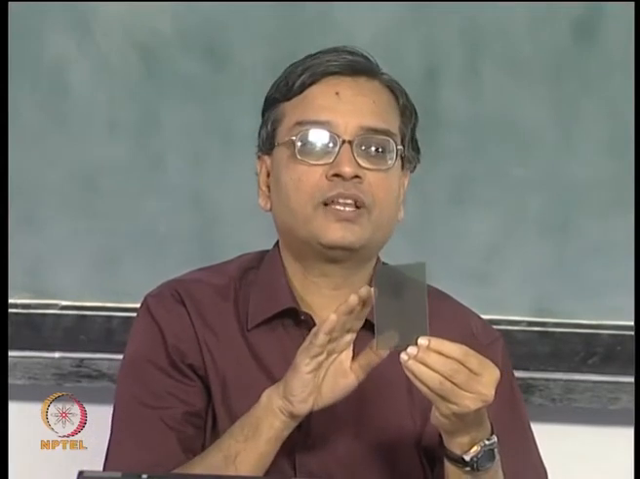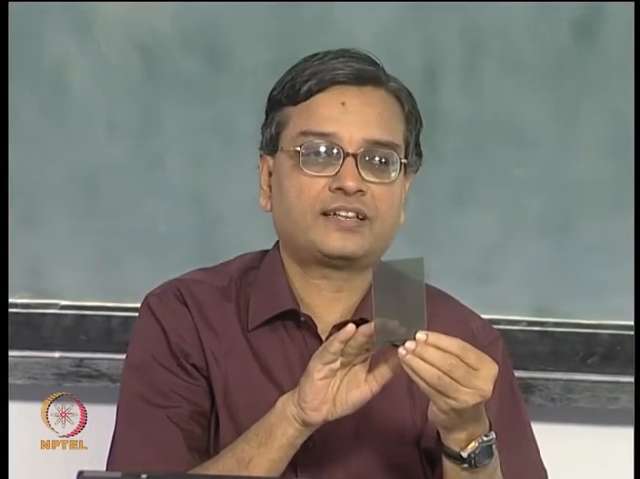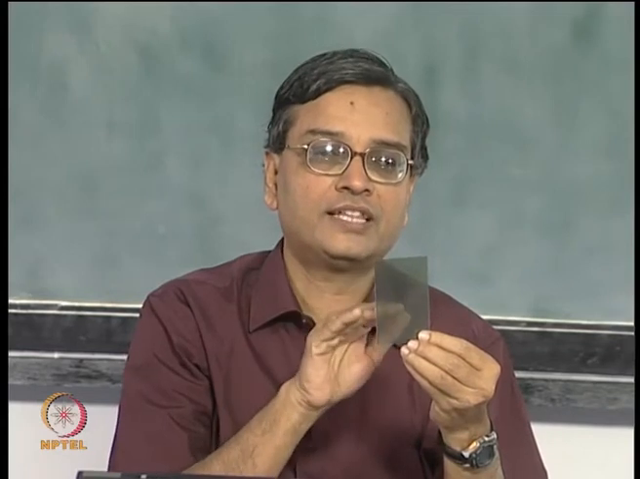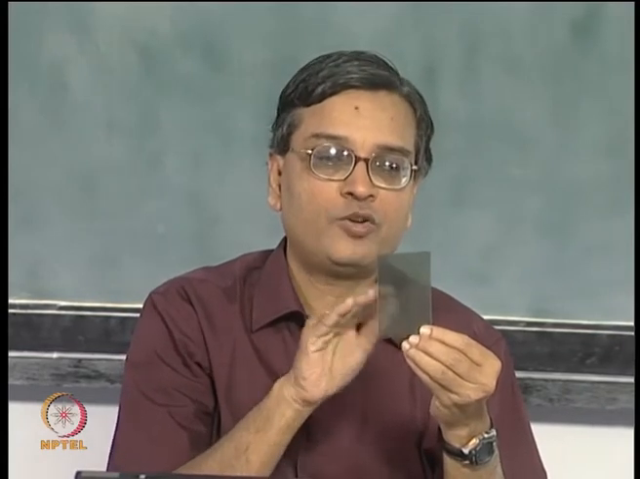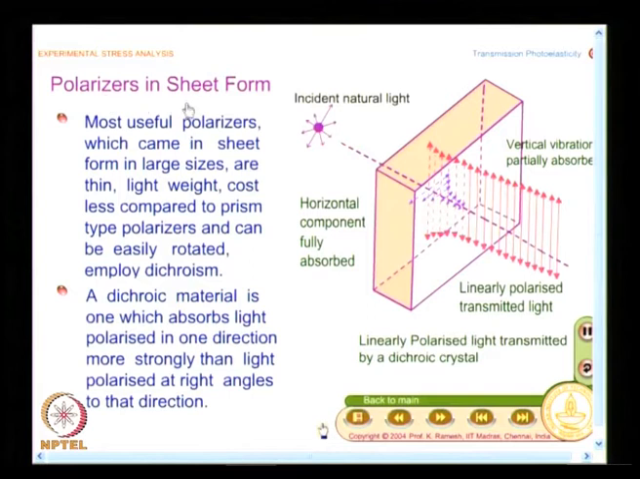You have a sheet polarizer which is very convenient for you to rotate, and it is also easy to have a larger field. It acts like a filter, because when you have natural light, this acts like a filter and you get only plane polarized light after this. And for you to understand this, you should know some aspects of crystal optics, only then you will be able to appreciate even the physics behind a sheet polarizer. And that is what we have looked at in the last class, polarizers in sheet form.